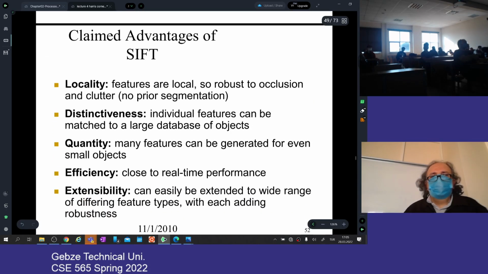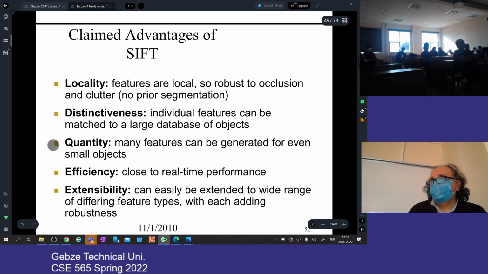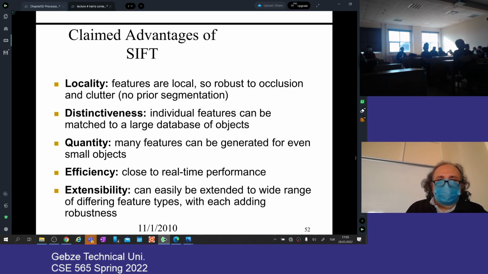It says that the features will be distinctive. Individual features can be matched to a large database of objects. Quantity is important. For a given image, I will produce lots of points. If I produced 0 points or 1 point or 2 points per image, that wouldn't be very useful. I will produce lots of points. It will be efficient.